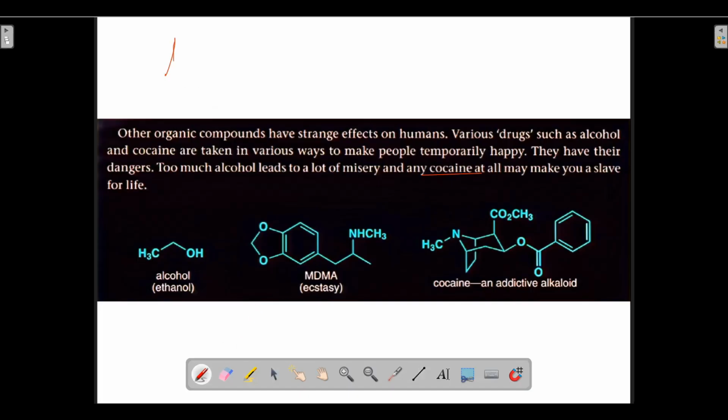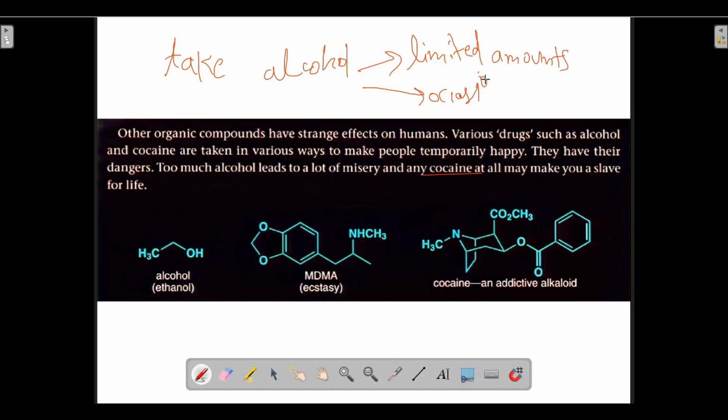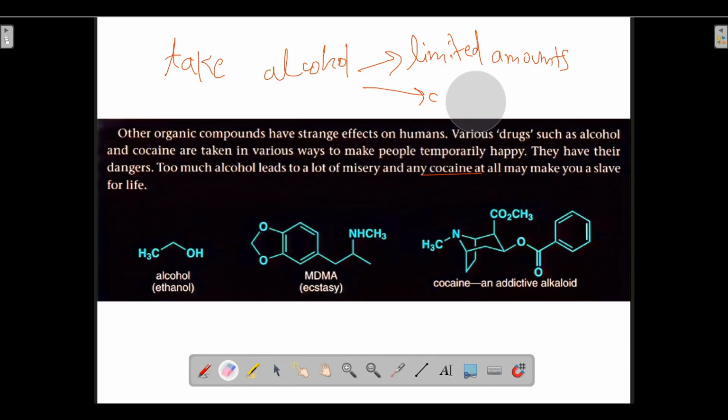If you take alcohol occasionally and in limited amounts, then maybe problems will still be there, but it will not be very addictive.